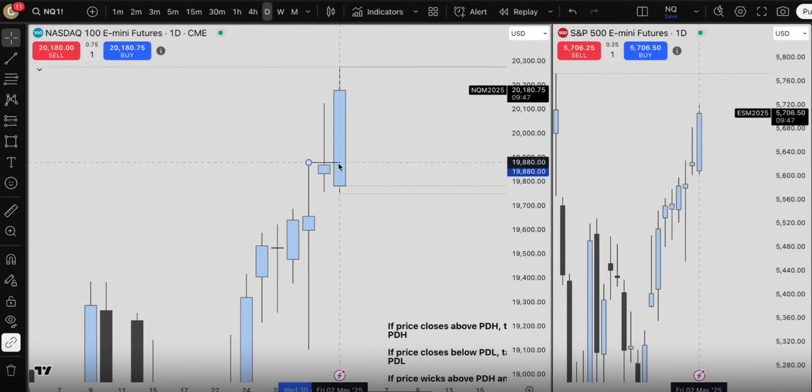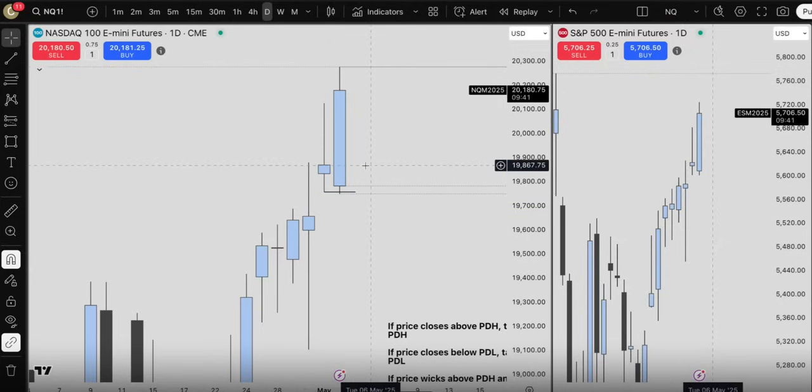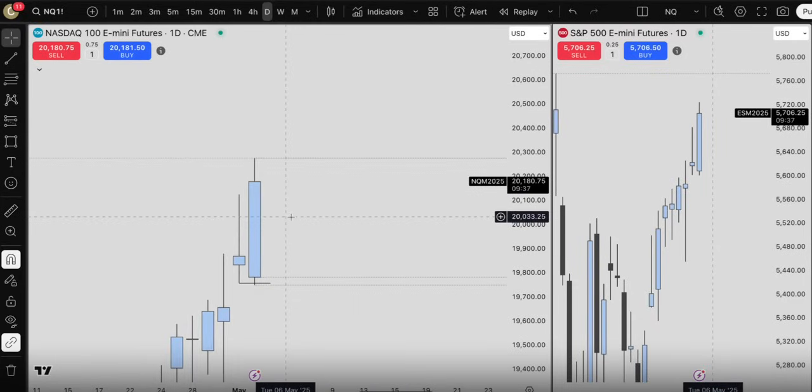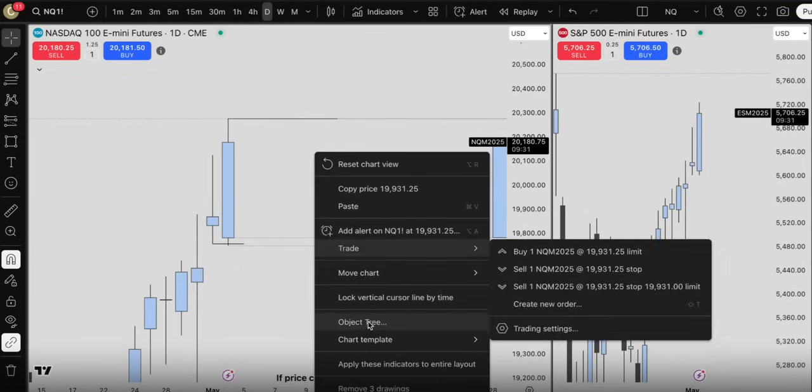Okay, so on Thursday, as you can see right here, we wick above and close below, indicating that this is the draw. Then on Friday, we wick below, obviously close above because of NFP. And now on Monday, this is the draw. You know what I'm saying?